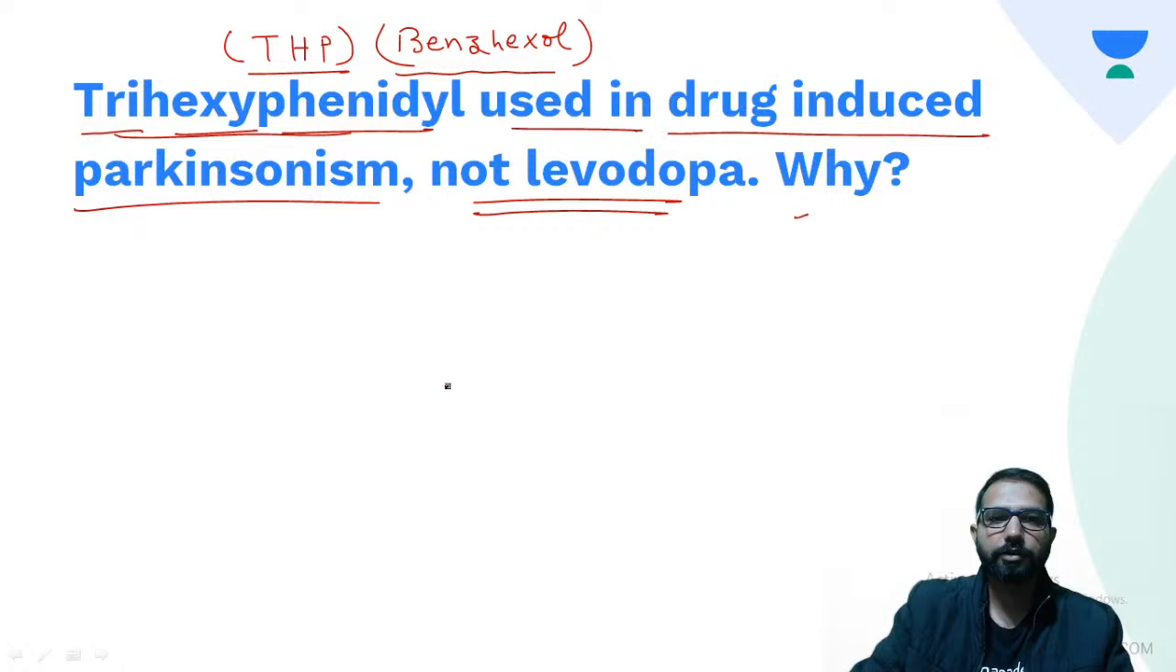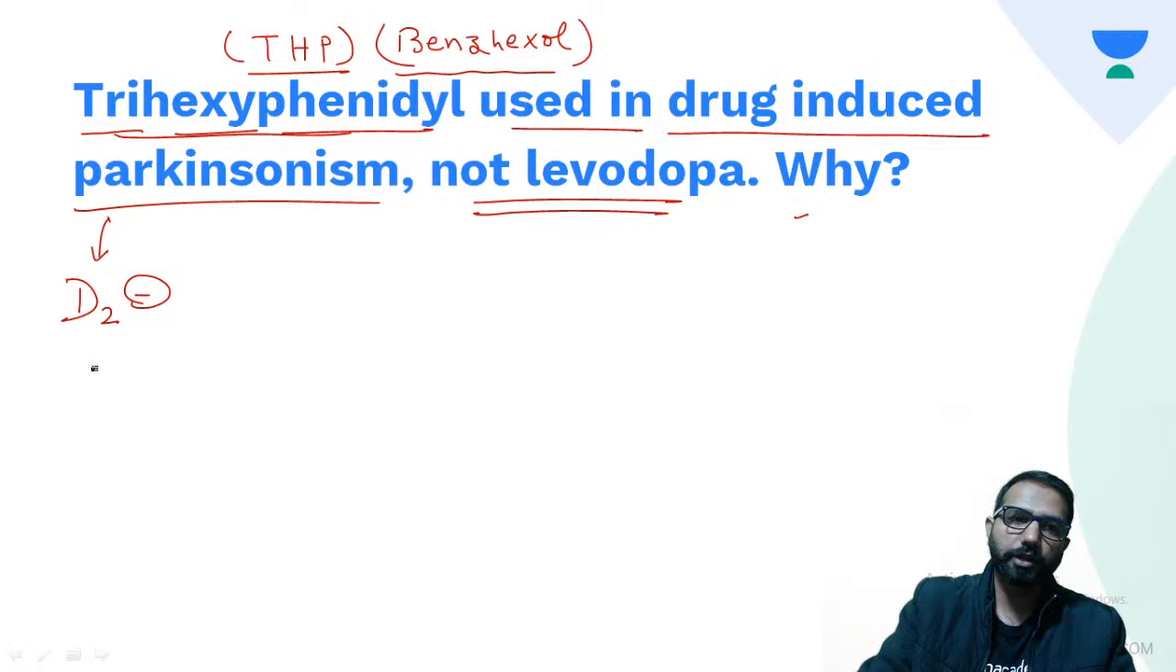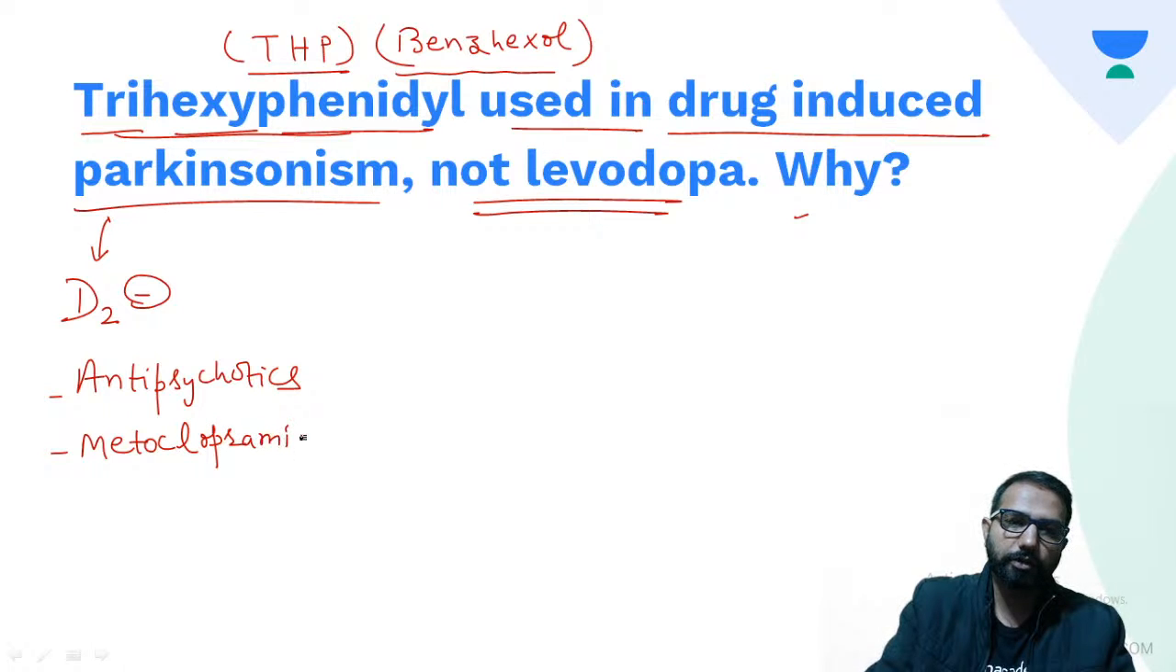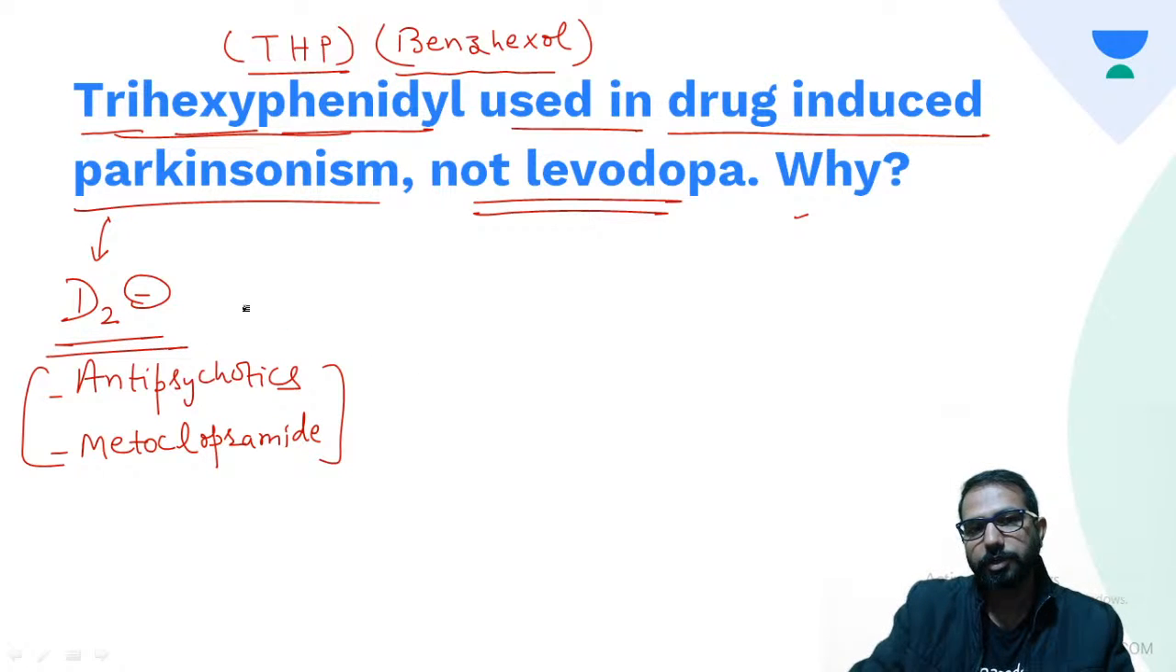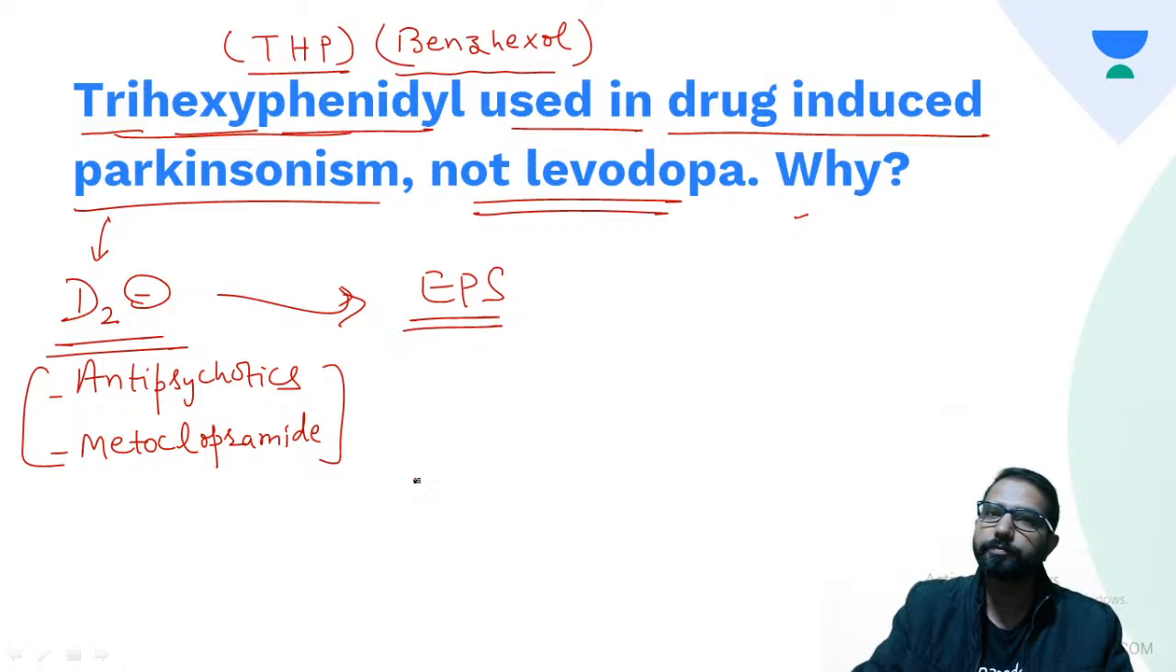Why? Drug-induced Parkinsonism is due to dopamine blockers, like antipsychotics, haloperidol-like drugs, and metoclopramide. These drugs are dopamine blockers. So you can see the dopamine receptor is already blocked. Because of that, there is a side effect, and that is extrapyramidal symptoms. There is Parkinsonism. Extrapyramidal symptoms or Parkinsonism.